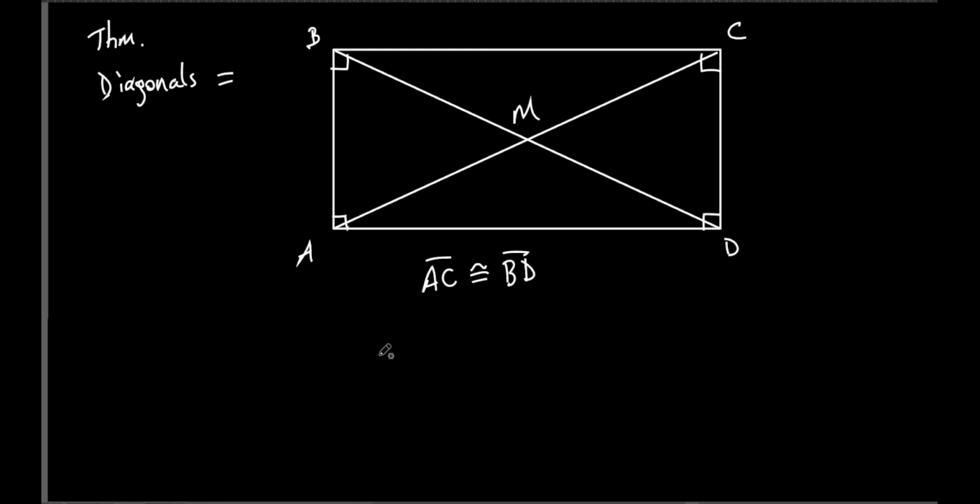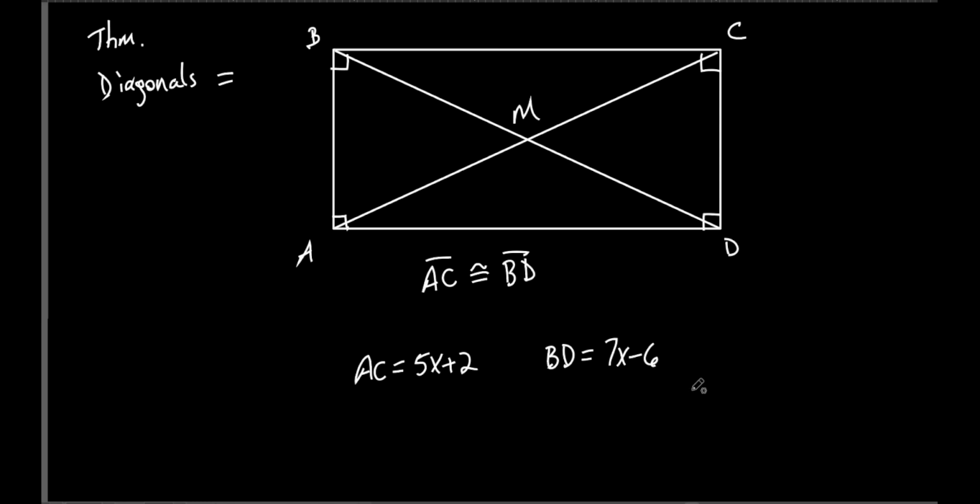So what if they tell you that AC is equal to 5x plus 2, and they tell you that BD is equal to 7x minus 6. And you want to find the lengths of both diagonals.